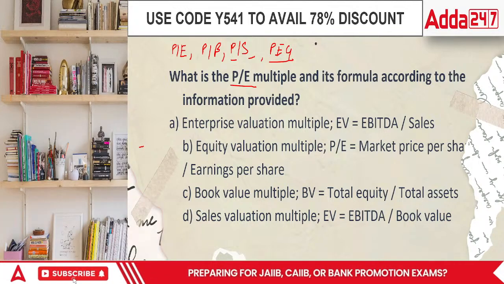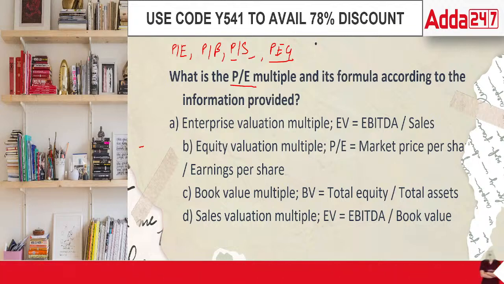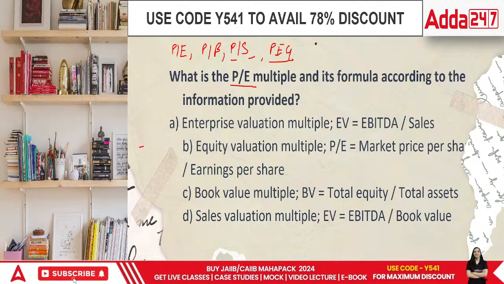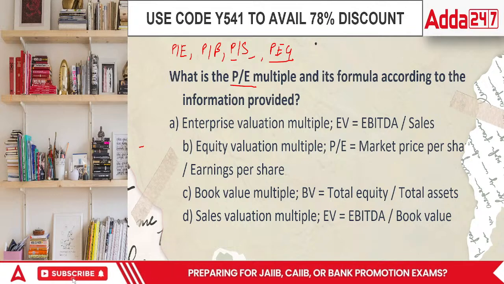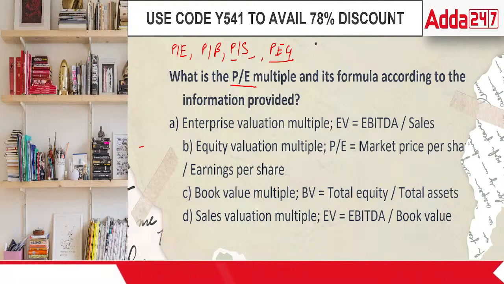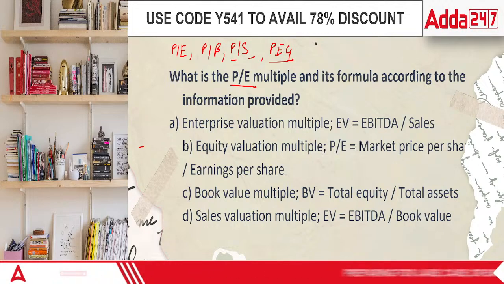So go ahead and answer. Is it enterprise value multiple, that is EV upon EBITDA divided by sales? And then the second one is the equity valuation multiple, that is PE, that is market price per share divided by earnings, and then is book value multiple, that is book value is total equity upon total assets, and the last one is sale valuation multiple.